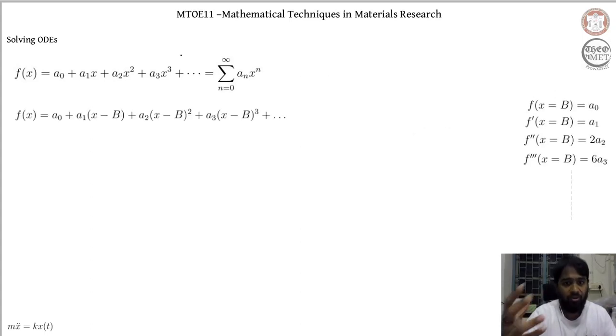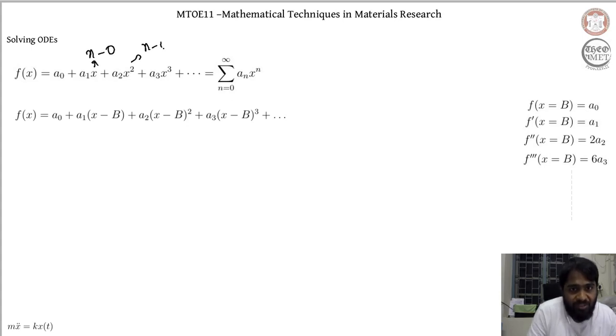So basically what it means is, instead of x, we are now expressing my term as x minus b. So basically in the original case, my x represented x minus 0. This is what my x represented. My x square represented x minus 0, the whole square. My x cube represented x minus 0, the whole cube.